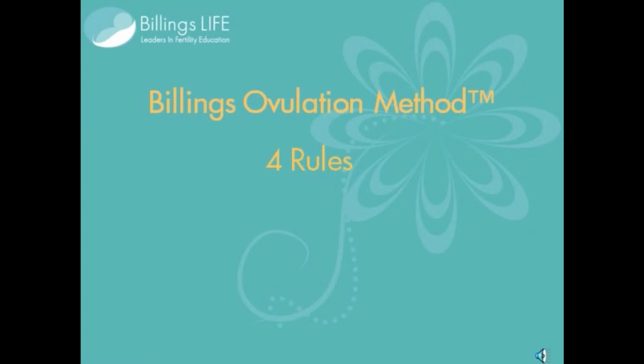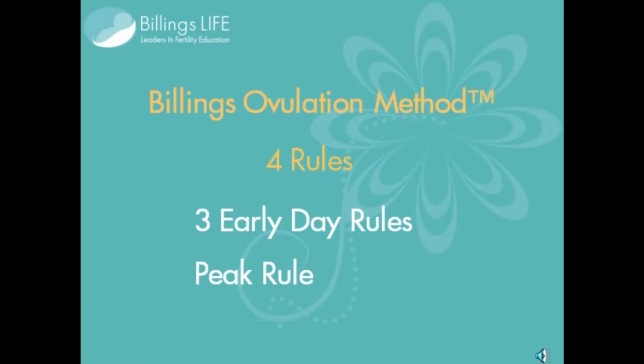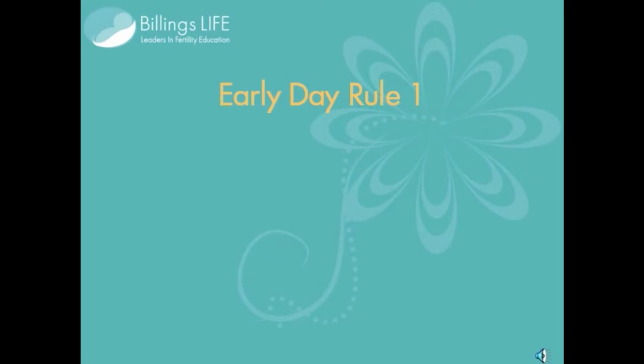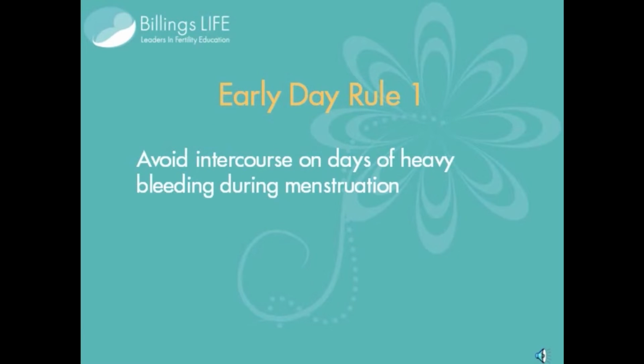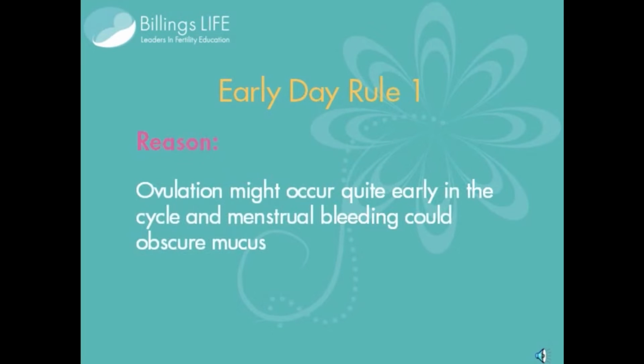The Billings ovulation method, based on the science of reproduction and the simplicity of the woman's observations, has 4 rules. 3 early day rules, the peak rule. First early day rule: avoid intercourse on days of heavy bleeding during menstruation. This is because in a short cycle, fertility may begin before the bleeding has finished, thus obscuring the presence of mucus.